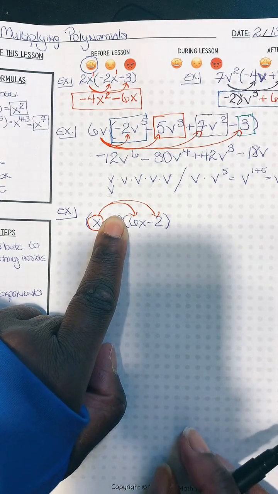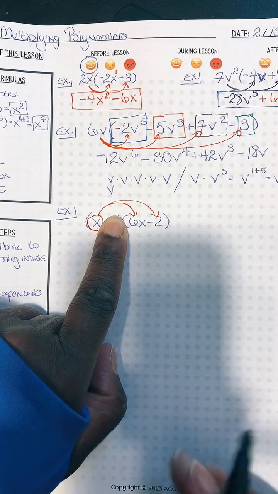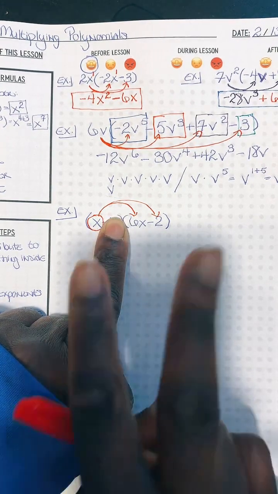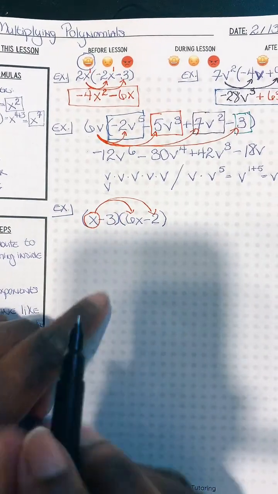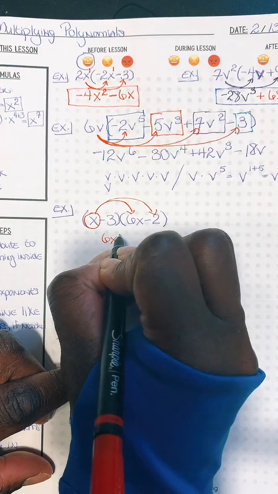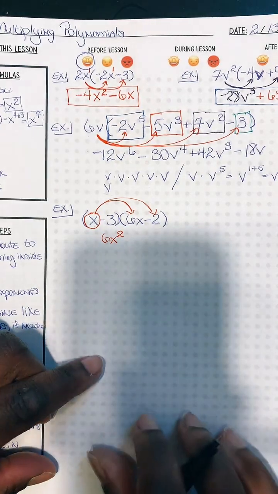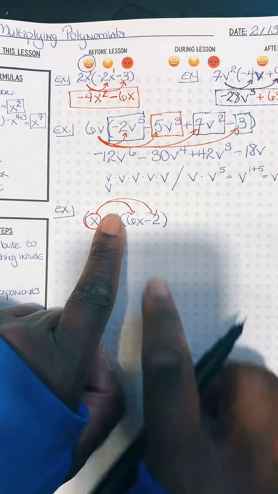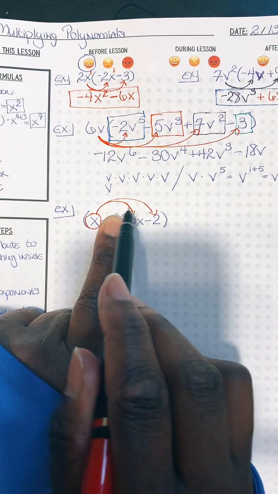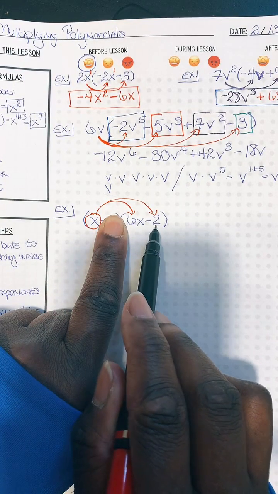Okay, good. So it's going to be 6x squared. Because there's one x here, there's one x there, so there's two x's. So right underneath here, I'm going to write 6x squared. All right. So now, remember, we got to distribute to everybody. So what's x times -2?